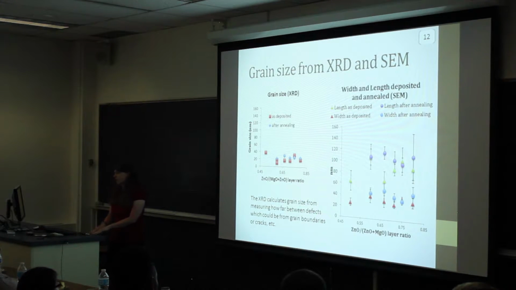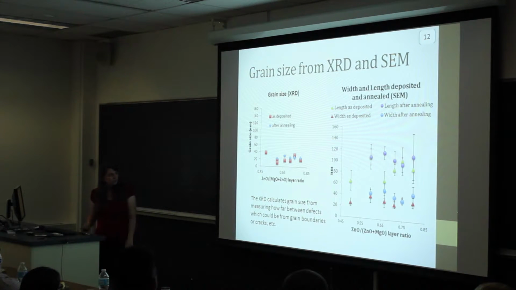Another way you can look at grain size is from the XRD, and it's another way we used to characterize the film. As you can see, it does appear that after annealing, even in the XRD, the grain sizes do enlarge. That's what we would expect. The reason you'll have variations between XRD and SEM grain size is that the XRD measures grain size from all of the defects it finds, whereas with SEM, we're just measuring from the picture.